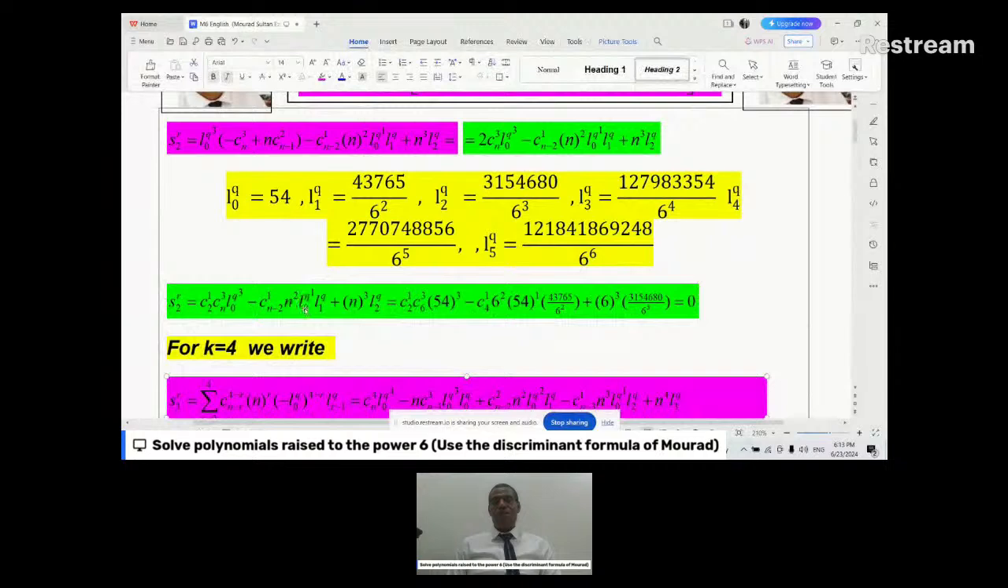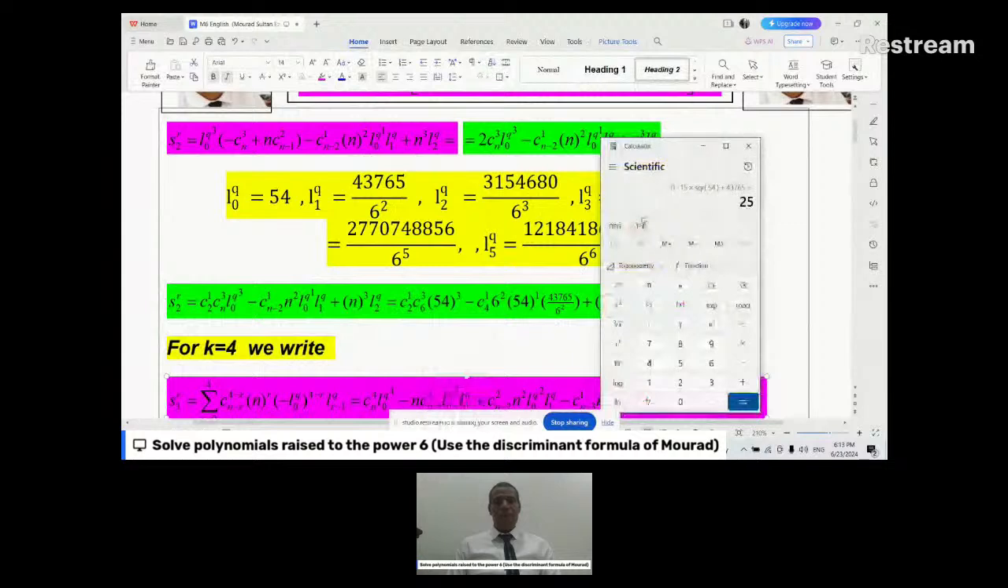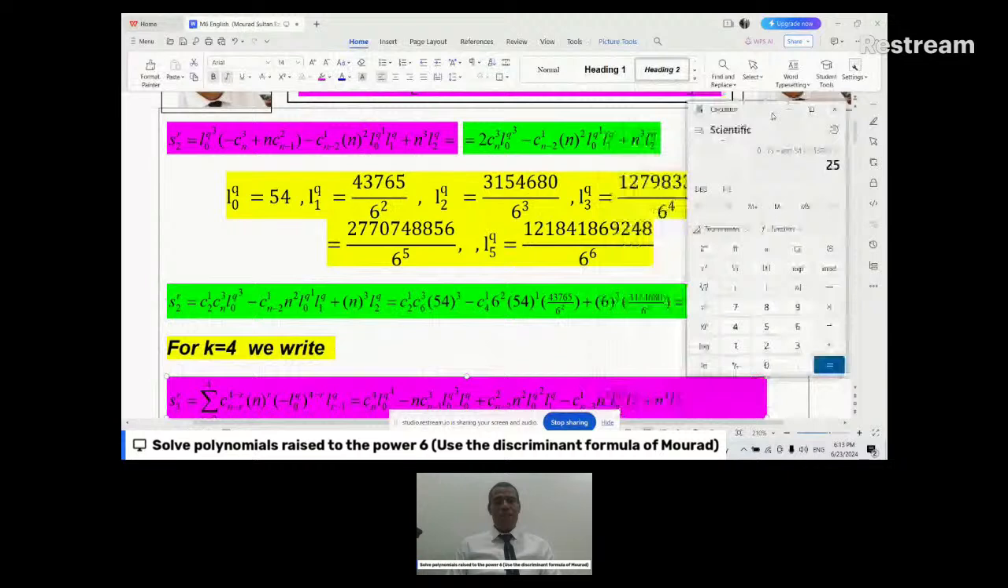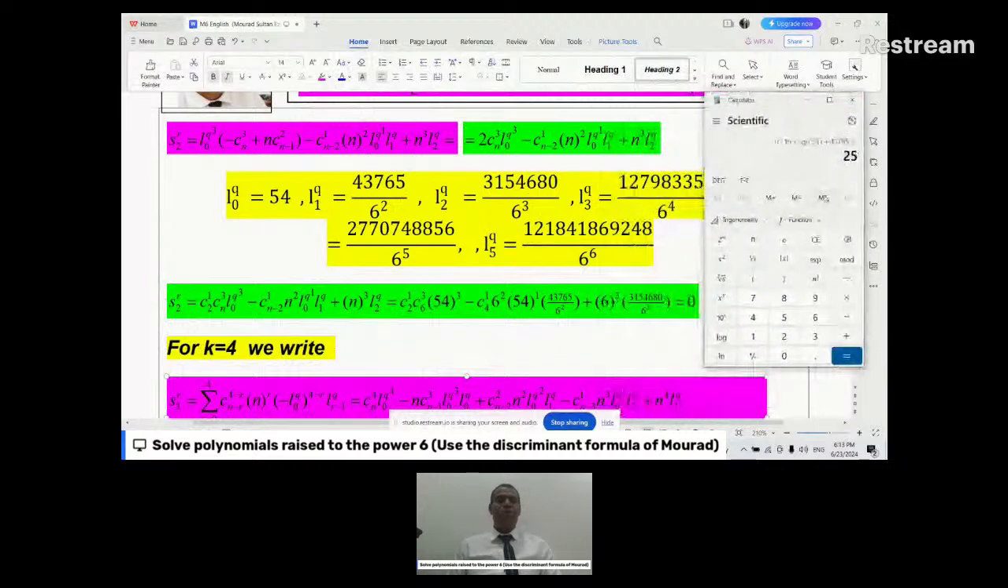Then I should replace L1 with 43,765 divided by the square of 6. Then I should substitute L2, learners, with 3,154,680 divided by the cube of 6. And I will calculate it. We go step by step, learners. I'll put this on the right hand side so you can at least see the calculation in front of you. I will now start working.